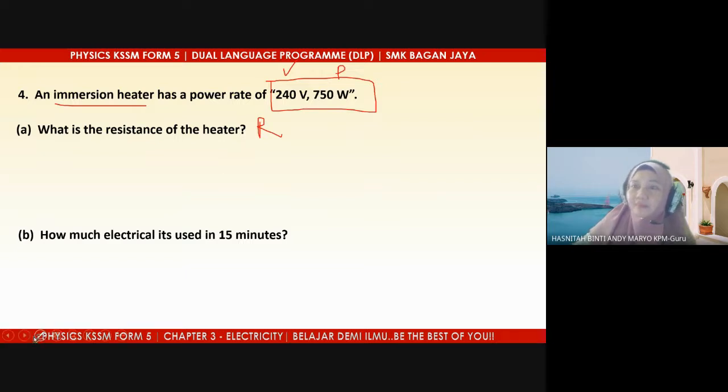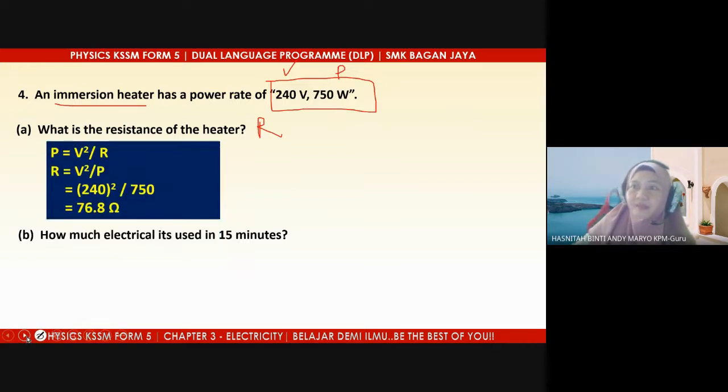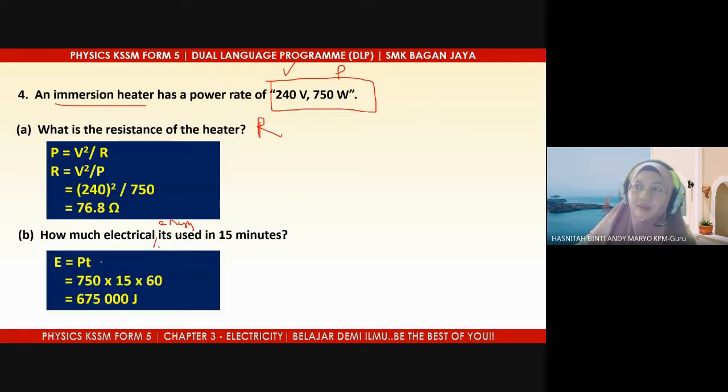Okay, yeah, so Junwei gets 76.8. Very good, Junwei. Okay, so this is how we find the resistance. How much electrical energy is used in 15 minutes? How much E is used or generated in 15 minutes? So you can find it from this equation. Did you get the same answer as mine?